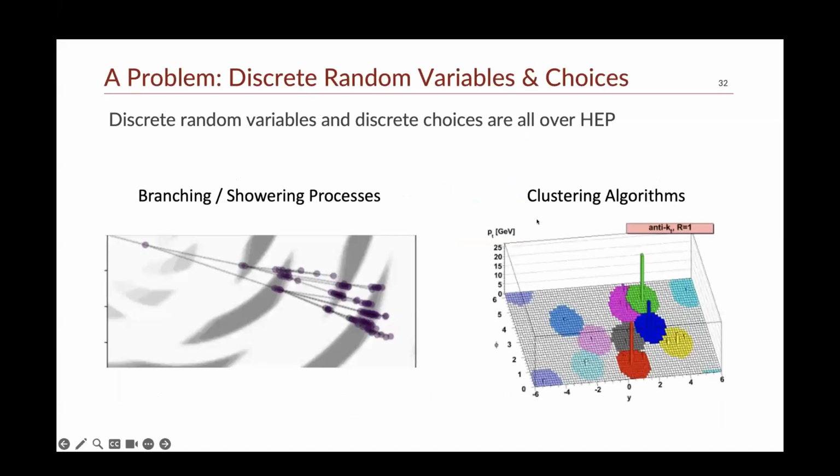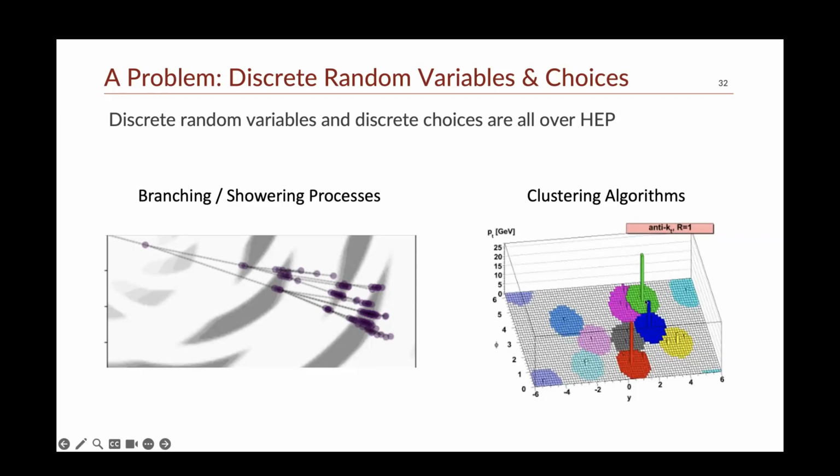So discrete random variables actually come up all the time in high energy physics, and it's one of the major challenges that makes it impossible to make our physics code fully differentiable. So we have all sorts of branching and showering processes. Here's an example of a particle streaming through and interacting with detector material here in gray, and then splitting into pieces. And each time it interacts, there's some discrete random variable that decides, are you going to split into more particles or not? And so it's a discrete branching process.